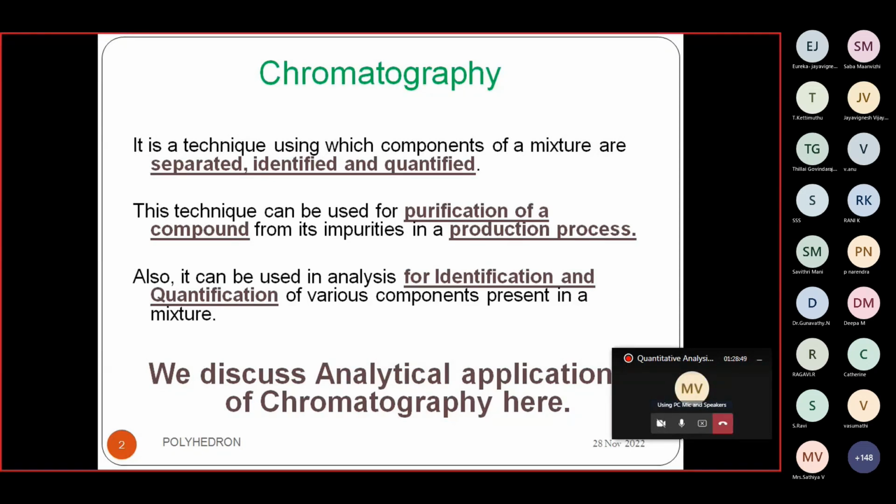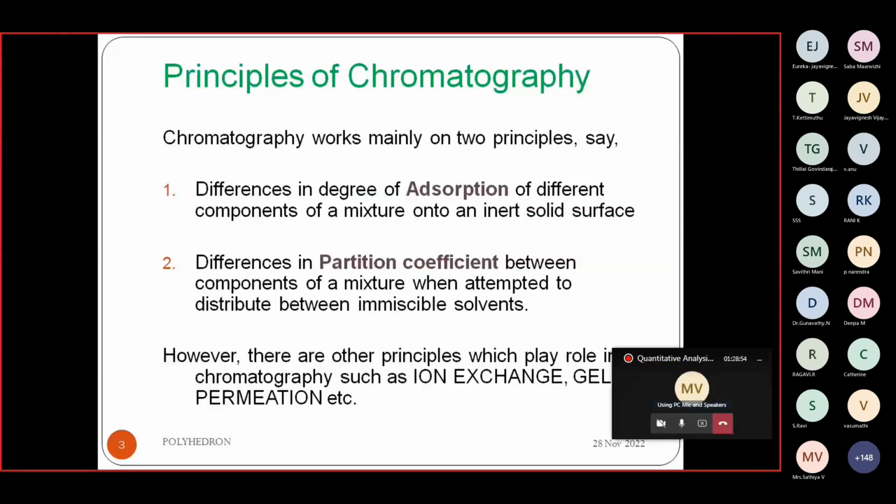See, principles of chromatography. Chromatography works on several principles, but we confine ourselves only to two principles here. One is adsorption. Second is partition coefficient. Adsorption, briefly, is the tendency of a molecule to stick to the surface of a solid material. And every component will have a different degree of adsorption towards a particular solid.